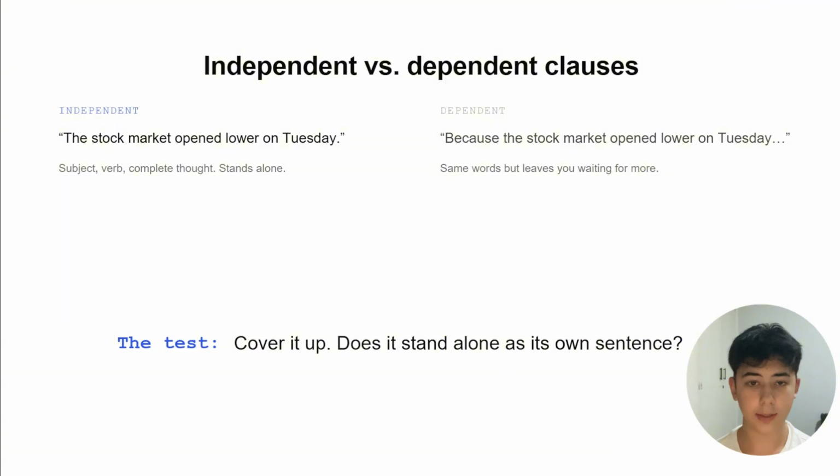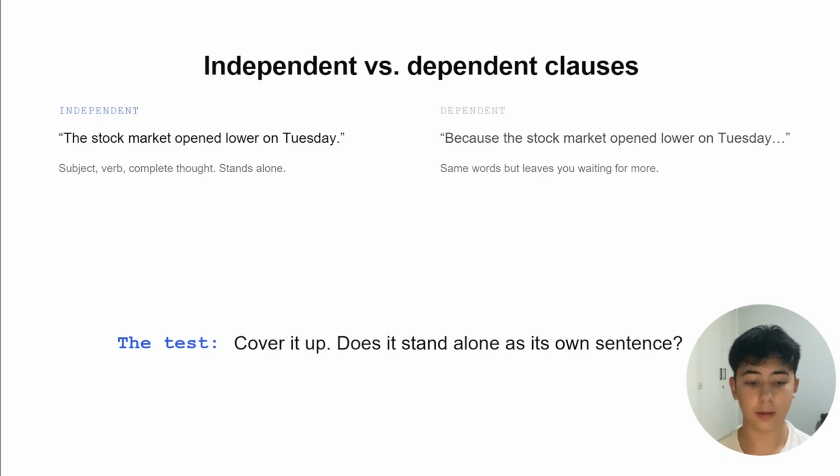An independent clause has a subject, a verb, and it expresses a complete thought, meaning that if you isolated it and you dropped a period after it, it would be a real standalone sentence. It would make sense by itself. For example, the stock market opened lower on Tuesday. You have a subject, you have a verb, and you have a complete thought. The sentence just makes sense overall. That is an independent clause.